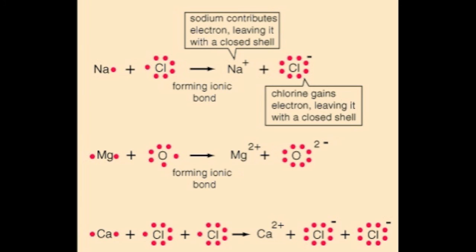The last example is calcium chloride. This time you need 2 chlorines to use up the 2 outer electrons in the calcium. The formula of calcium chloride is therefore CaCl2.